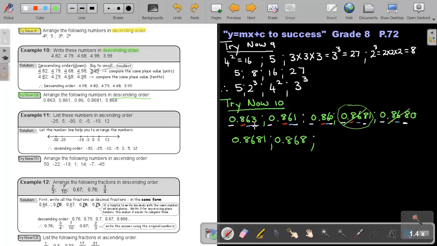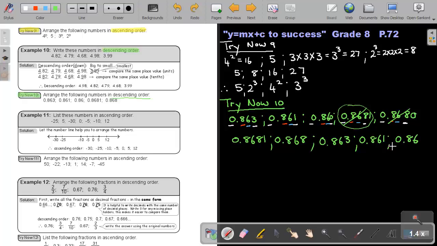Okay, and now look, there's a 3 and there's a 1 and a 0. So definitely this one then, 0.863. And then the 1, 0.861. And then 0.86. And that will be in descending order.